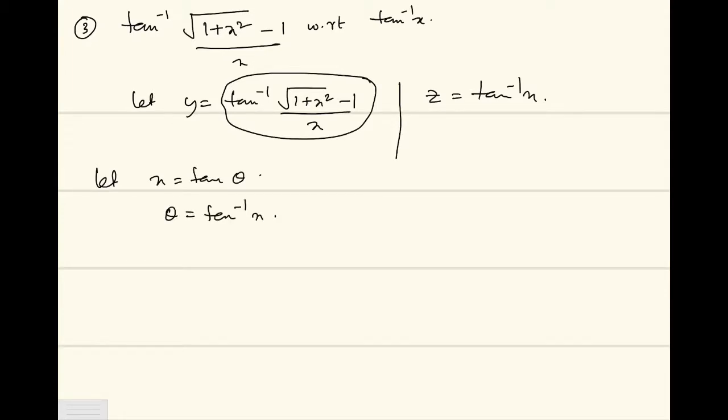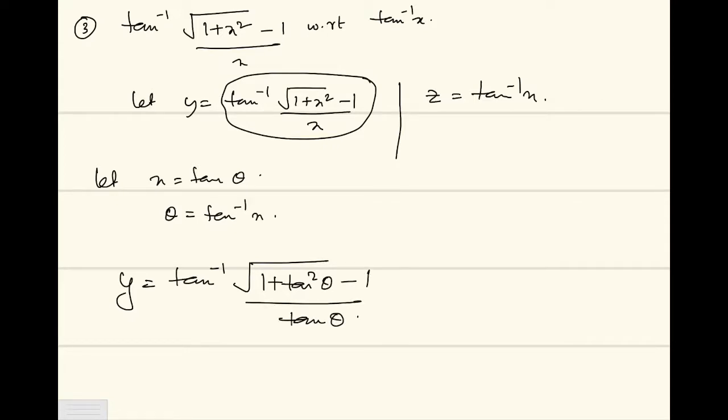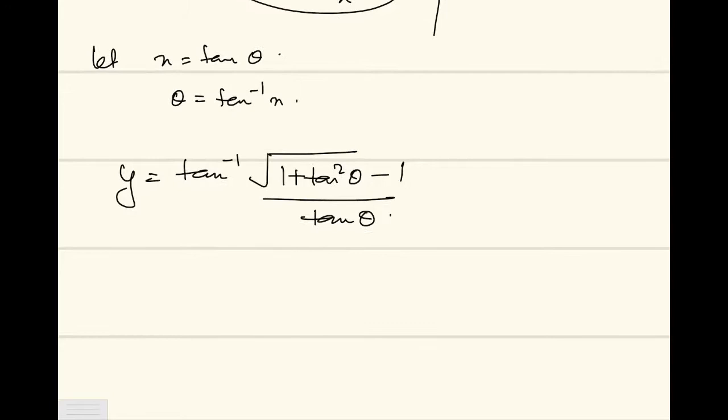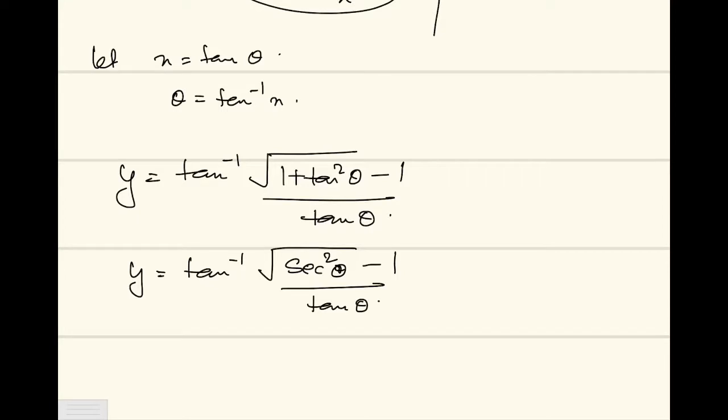Check this out. I'll get y equals tan inverse of (under root 1 plus tan square theta minus 1) divided by tan theta. I'm trying to simplify, not differentiate. Got it? This is how we start the sum, isn't it? This becomes sec square theta under root, minus 1 divided by tan theta, because the identity says 1 plus tan square theta is sec square theta. Root and the square get cancelled. You get y equals tan inverse of (sec theta minus 1) divided by tan theta.